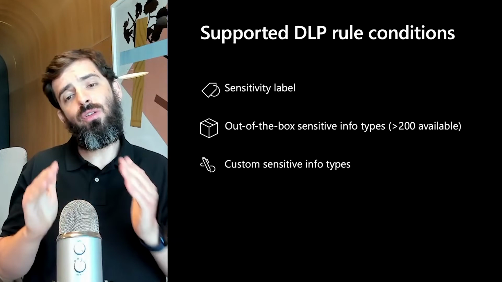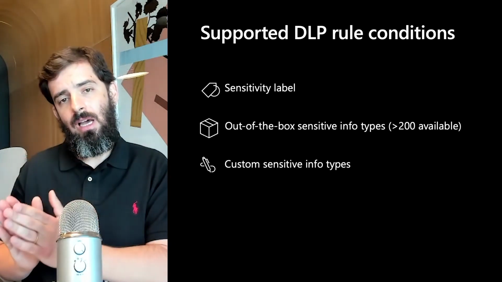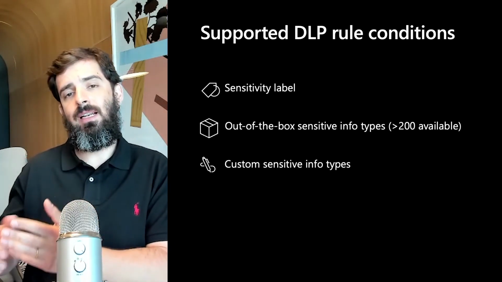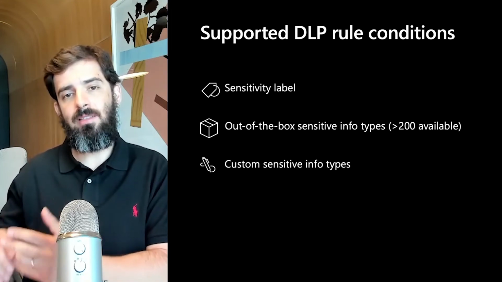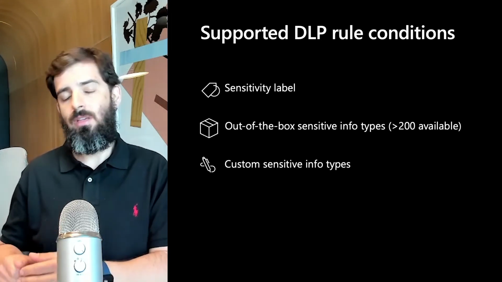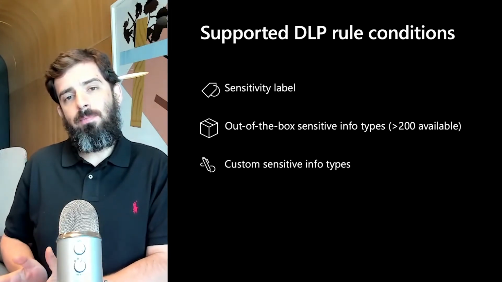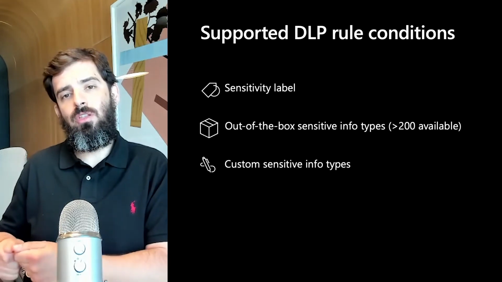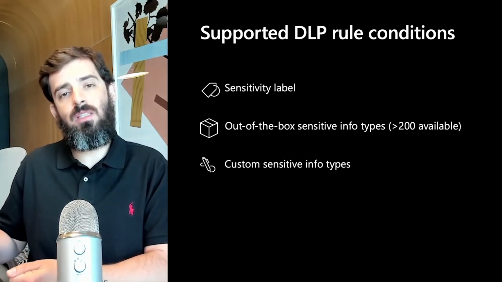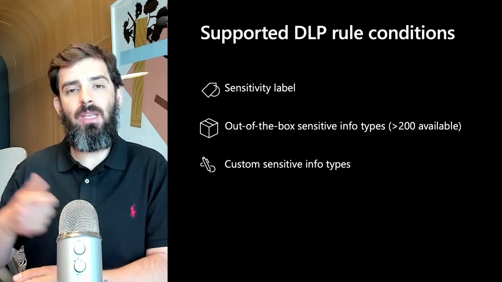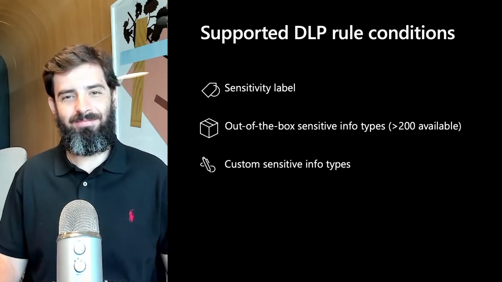Microsoft offers over 200 out-of-the-box sensitive info types like social security number and credit cards that you can leverage for this. And for organizations that need to expand it for their custom scenarios, there is also an option to create custom sensitive info types and then incorporate them in DLP policies for Power BI.